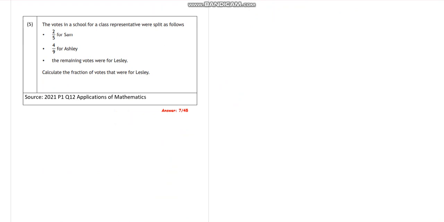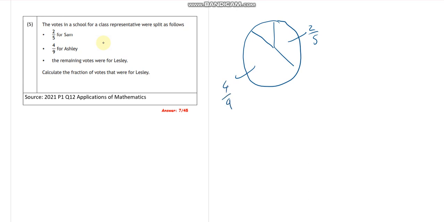And here we go, very similar to the pizza question, isn't it? They vote for a representative. So this is just one though, isn't it? We've got one whole, I've got 2 pizzas this time, we've just got one class. We've got 2/5 for one candidate. We've got 4/9 for the other candidate. Trying to find what is left in the pizza. So I have to add them together and make them the same so that I can compare them.